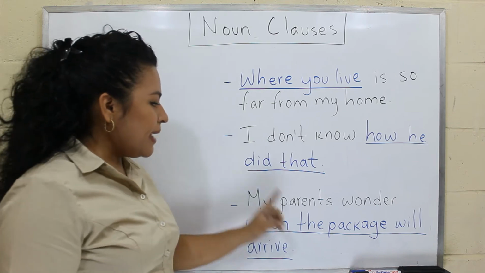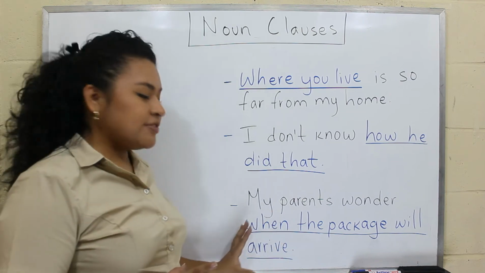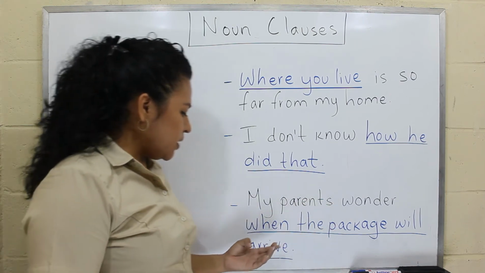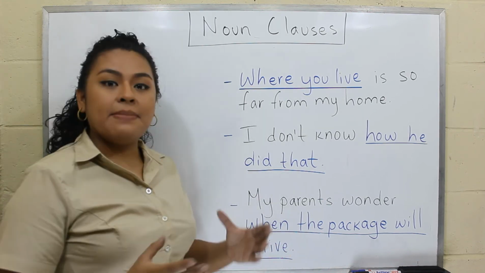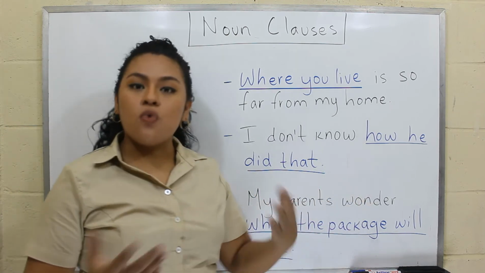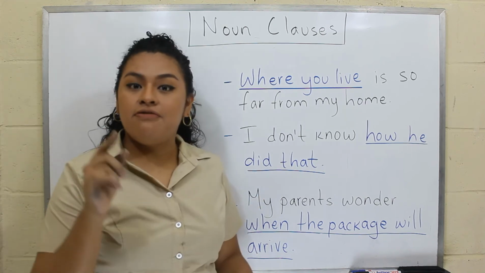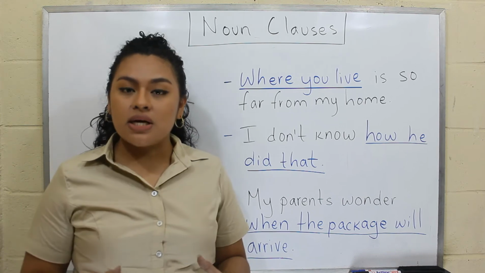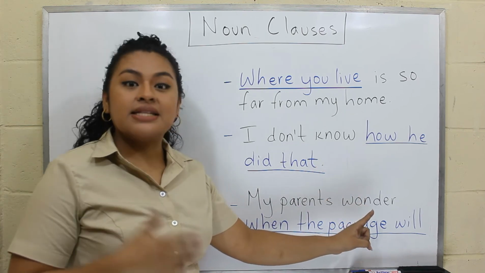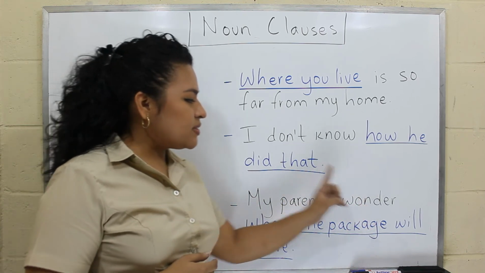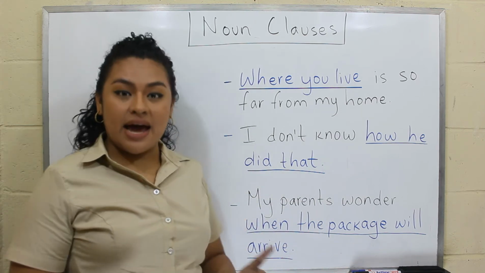And finally: My parents wonder when the package will arrive. Here, we have the noun clause "when the package will arrive." And in this case, it is acting as the direct object of the sentence. Because if we ask, my parents wonder what? When the package will arrive. So that is the direct object of the sentence. And if you want to check if this clause is a noun clause, let's replace it with a noun or a noun phrase. My parents wonder the time, or my parents wonder the date. You see, it also makes sense. So it is a noun clause.